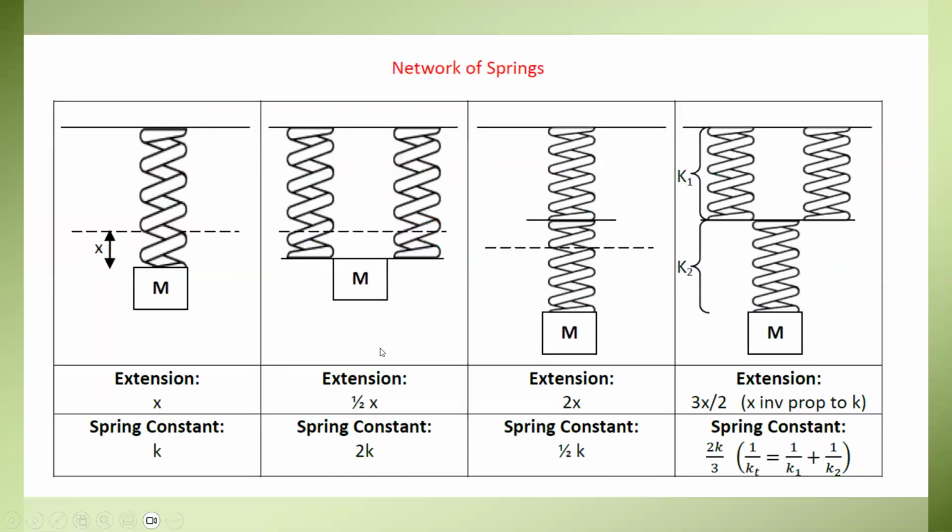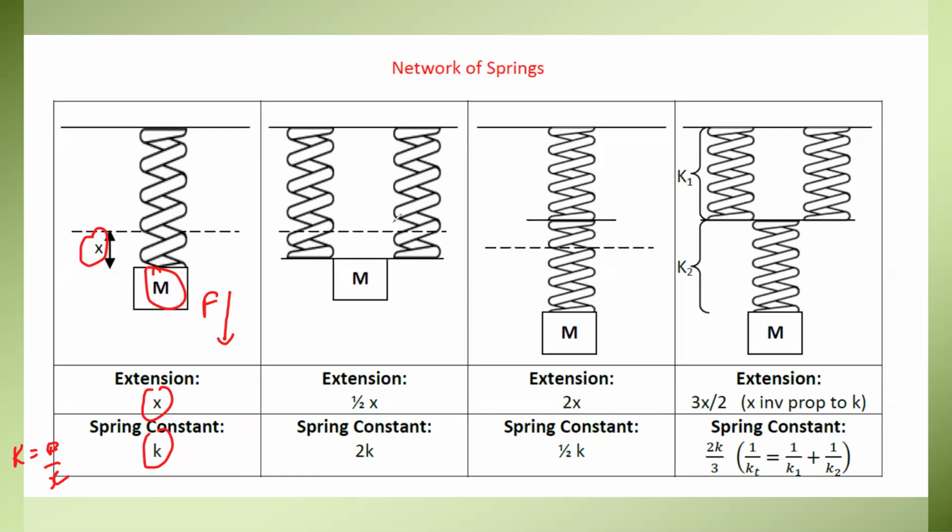Now the spring systems, or networks of springs. If we have one spring loaded by mass M, the force is F and the extension is X, and the spring constant is K. What is K here? K is F divided by X. So we call that K.